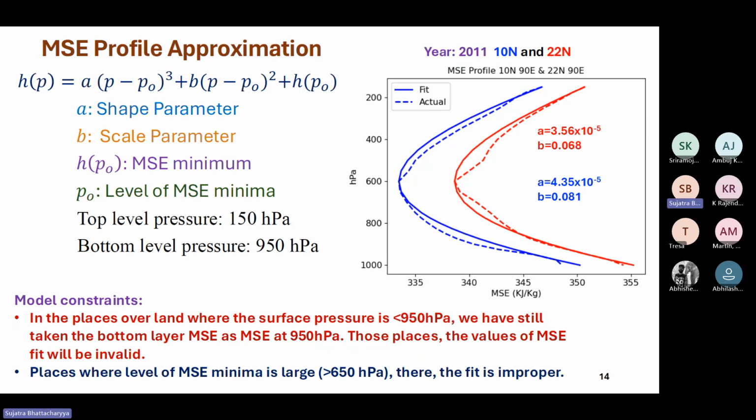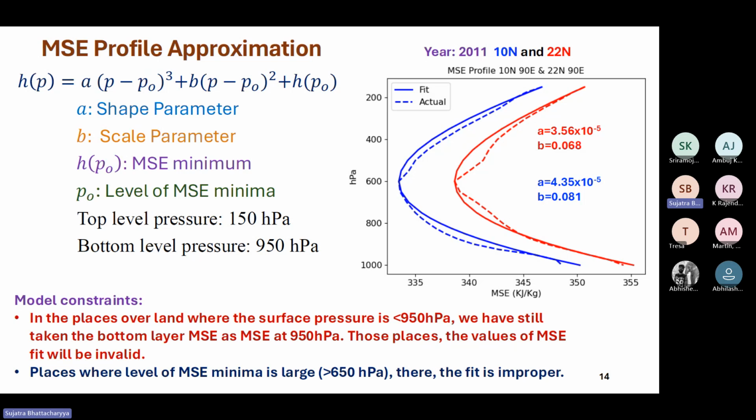Now you need A and B. We don't know what A and B are, because we need to fit the profile along the vertical axis. So what we did is that we plug in two values, say 150 hectopascals at the top level pressure, where we take the value from the reanalysis data. Similarly, for the bottom level, 950 hectopascals, we plug in the value and have two equations with two unknowns, A and B. We can calculate them from this.